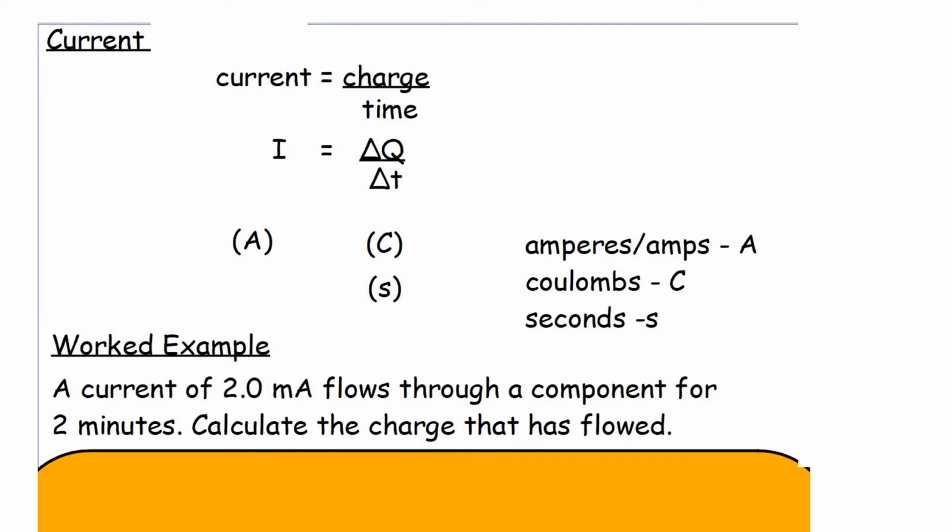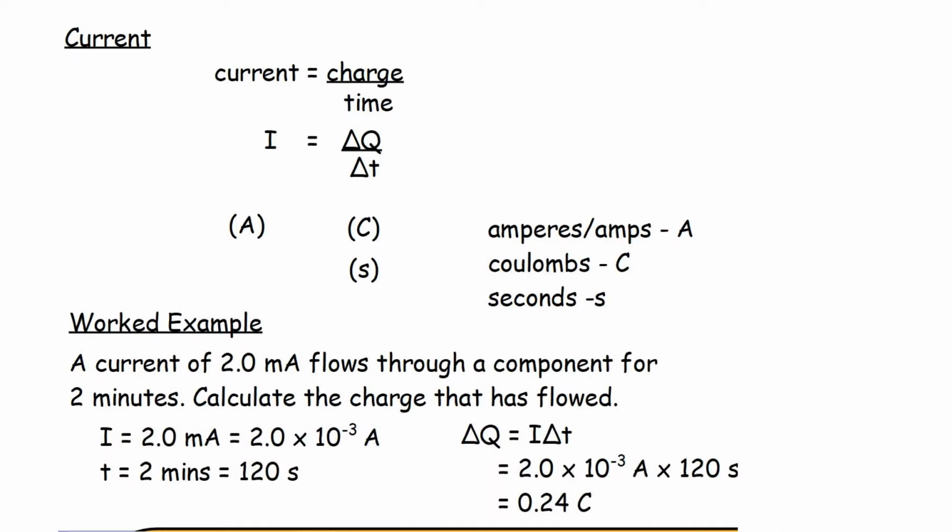A worked example for you to try: a current of 2.0 milliamps flows through a component for 2 minutes. Calculate the charge that has flowed. Pause the video, write your working down, and then you can check in a moment.